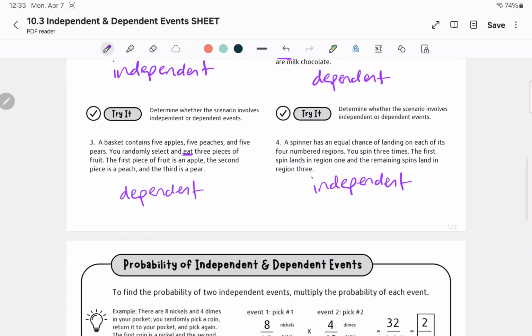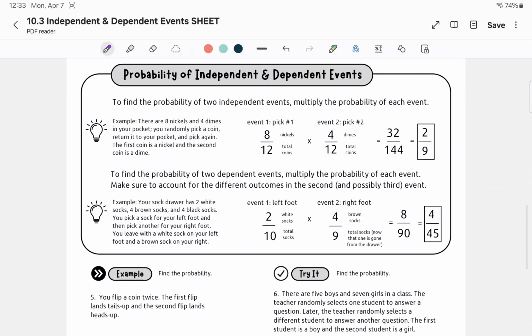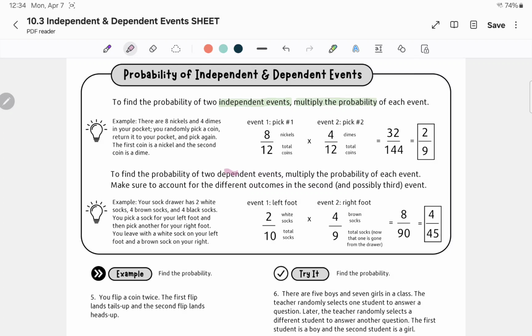Okay, so let's go on to the back, where we're now going to actually solve. To find the probability of 2 independent events, we're going to multiply the probability of each event. So let's highlight that. For independent events, we multiply the probability of each event. And with 2 dependent events, we're still going to multiply the probability of each event, but we're going to make sure to account for the different outcomes. I'll go over each of these, or actually, we don't need to go over these. Let's go ahead and do the examples, and you can read these later.